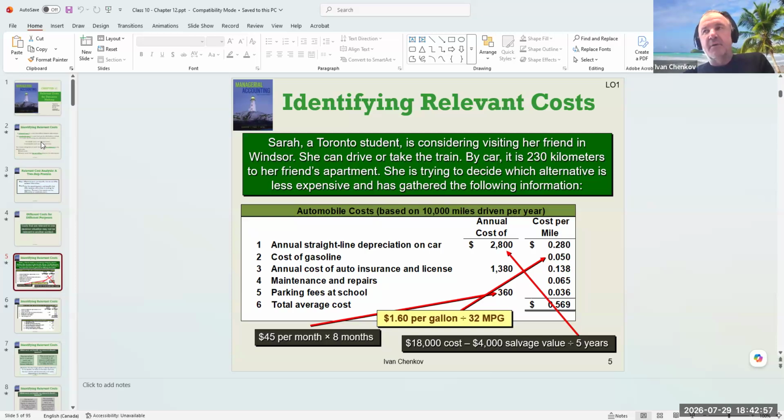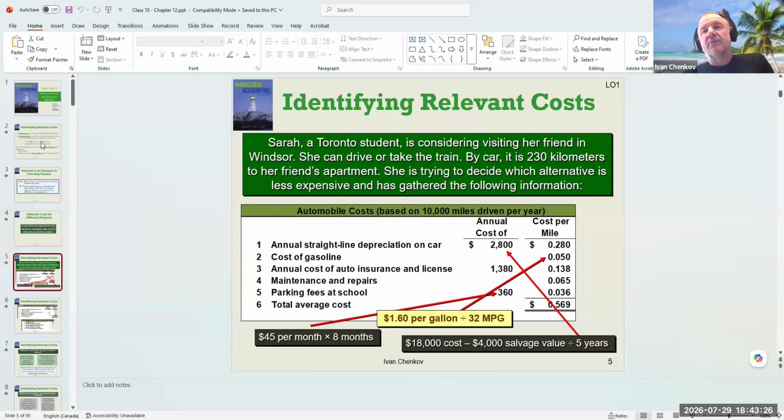Now, as we remember, the cost of the car is the same cost, so it's irrelevant. So how much will be the effect on the annual depreciation if we go with the car or we go with the train? That's not going to change. Why? Because the car depreciates regardless. Even if you leave it in the parking lot and take the train, the depreciation is still going to go. So for that reason, annual depreciation is not going to be considered.